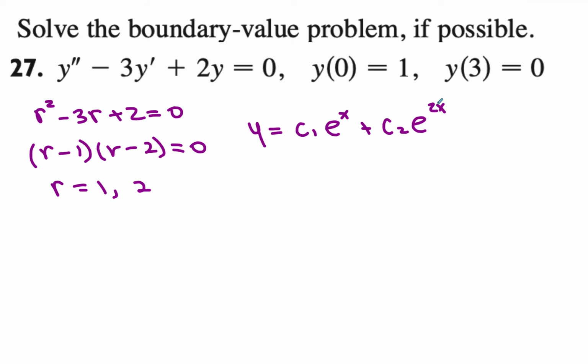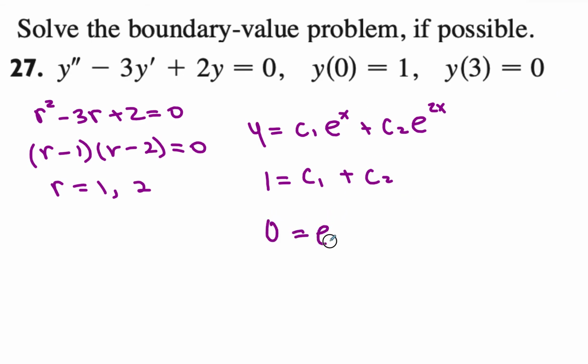Now, once we got to this point, we're going to put the boundary values in. When you plug in 0, we should be getting 1. When you plug in 3, we should be getting 0. So when you plug in 0, 1 equals c sub 1 plus c sub 2. That's what we end up getting. Now, when you plug in 3, we should get 0.